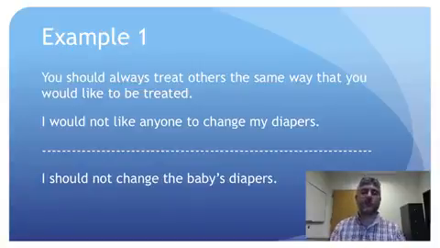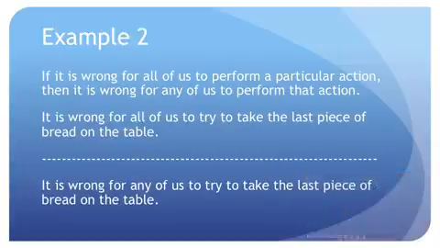So there's an example of the use of a counterexample to refute an argument. Let's consider another example. So consider this argument. Premise 1: If it's wrong for all of us to perform a particular action, then it's wrong for any of us to perform that action. Premise 2: It's wrong for all of us to try to take the last piece of bread on the table. So, conclusion: it's wrong for any of us to try to take the last piece of bread on the table.